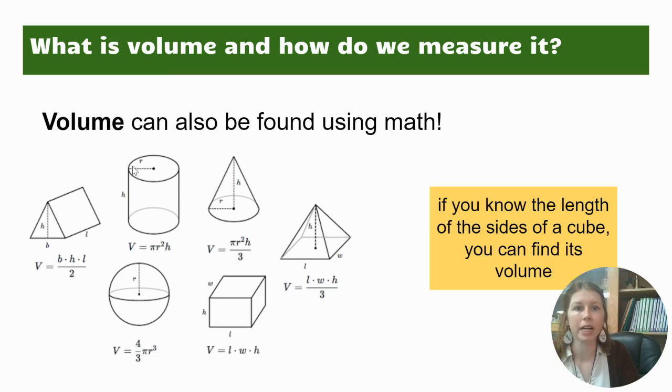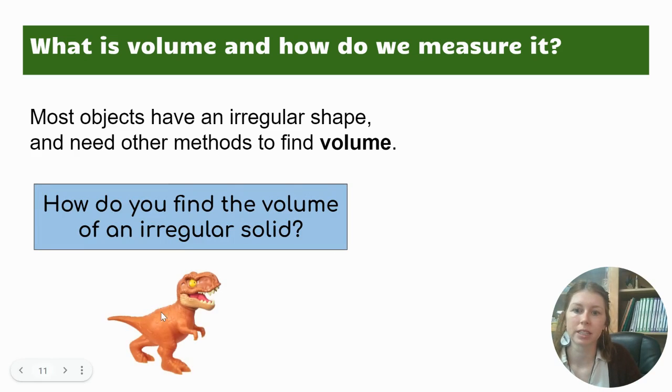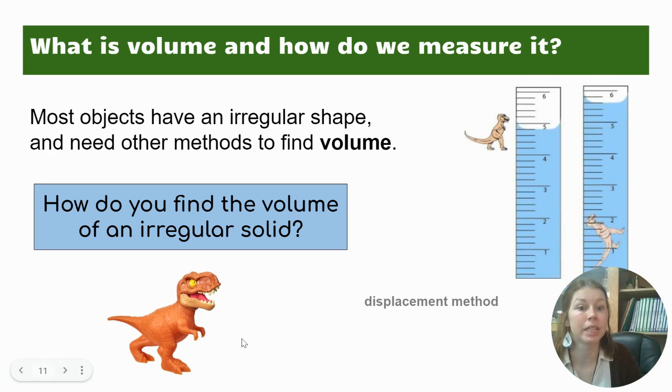You can also find volume if you have a regular solid, so it has certain sides, you can use these equations, which is math, which is fun. And then most objects are irregular in shape. So not everything that you have, like this little dinosaur, you can't measure length times width times height. But if it's small enough, we can use a different technique to find its volume. And it's called the displacement method.